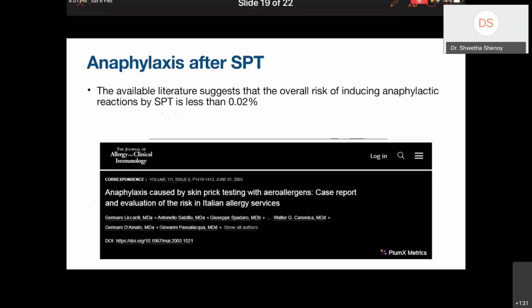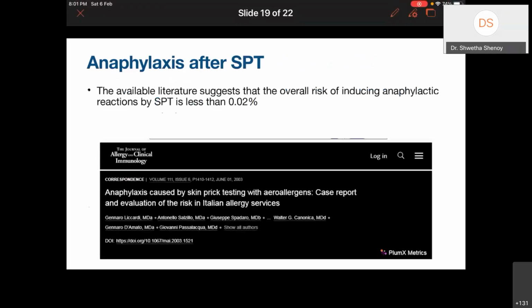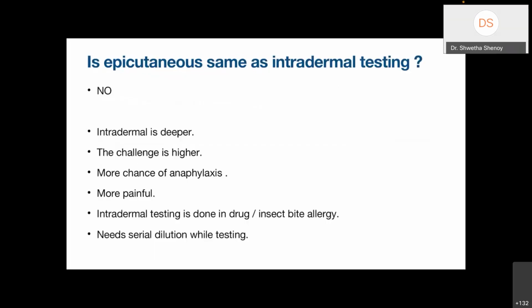Coming to the one question that all of us worry about when we talk about SPT: is there an anaphylaxis sitting right in front of you? According to available literature, the overall risk of inducing an anaphylactic reaction is 0.02%. This is provided the test is done in an epicutaneous manner. This risk increases if it is an intradermal test. An epicutaneous test and an intradermal test are different, so we'll come to that. Yes, intradermal is deeper, so the risk is higher.